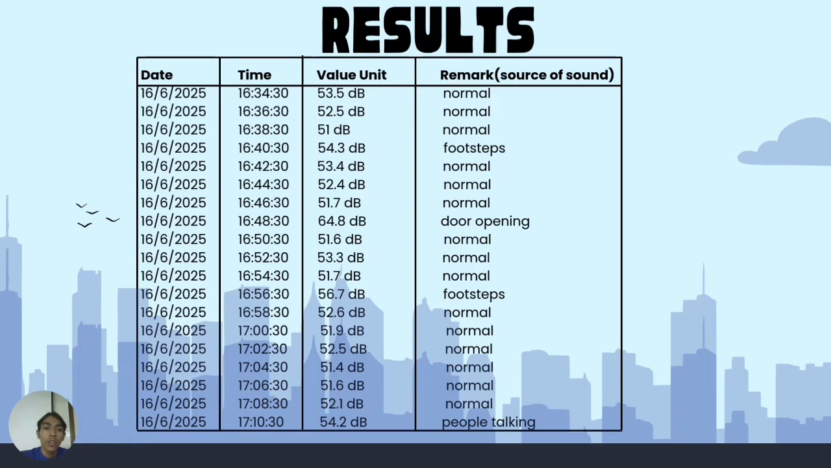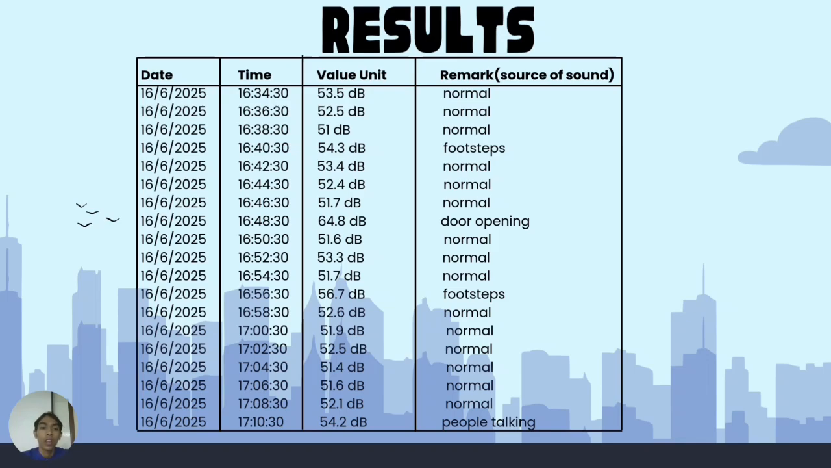Today I would like to present the noise when we collected the data. For the first, the date is 6th June 2025. At the time from 4:34 p.m. until 4:38 p.m., we can see the value is normal. At 4:30 p.m., we can see the value increased, which is the footsteps.